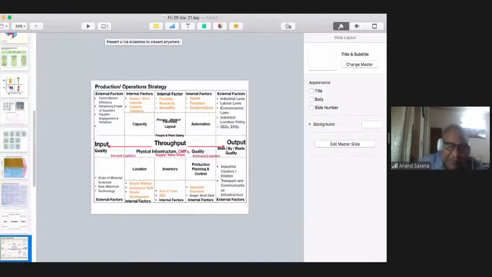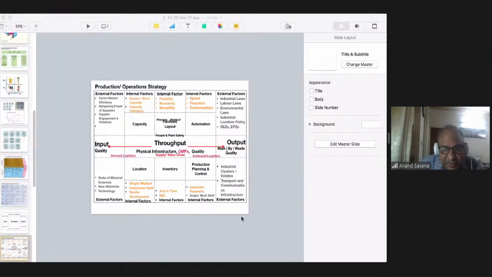Let me see if you guys are production oriented and operations oriented. CAs normally are not. Cost accountants are. Okay. So I don't see many questions here.